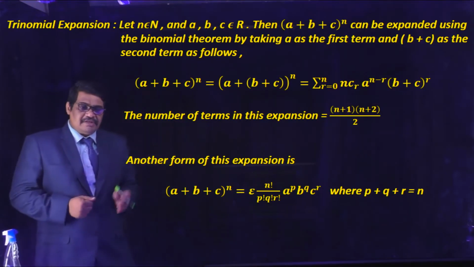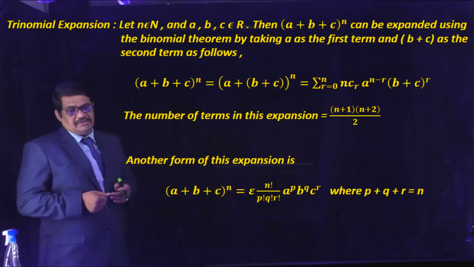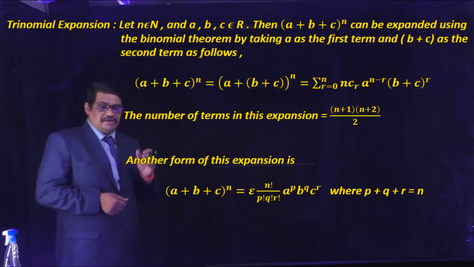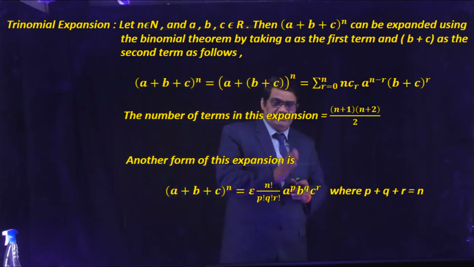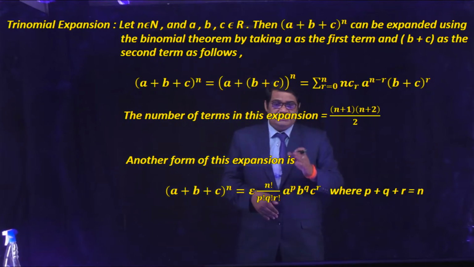In this expansion, what is the number of terms? The number of terms in this expansion is (n + 1)(n + 2)/2. So this is the number of terms in this expansion.